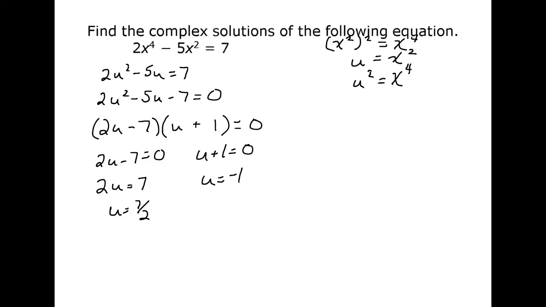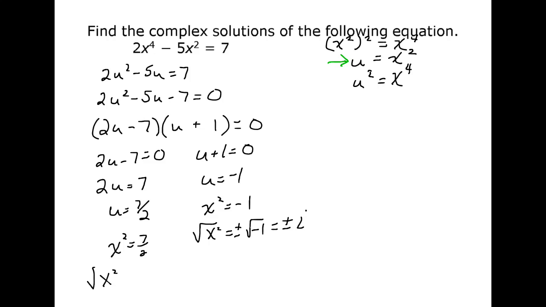Now don't forget to go back and find x, okay? So these aren't the answers, these are what u is. We have to go back and say u is x squared, and put x squared equals 7 halves, and x squared equals negative 1. Then we can take the square root of both sides of these little equations. So plus or minus the square root of negative 1 is plus or minus i. So it's two answers.